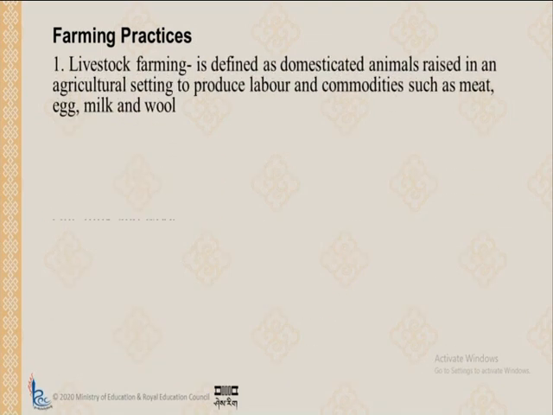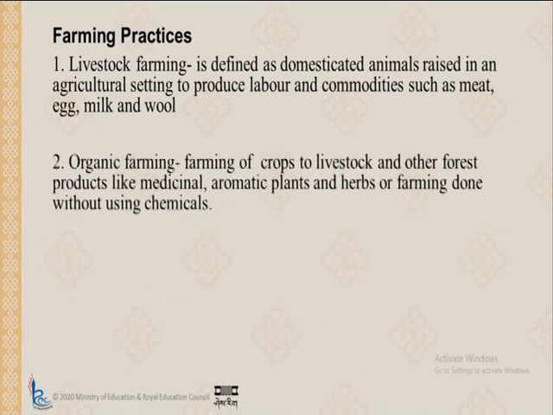So the first one we have is livestock farming. Livestock farming is rearing of livestock for one's own use, like we use meat, egg, milk and wool for our own purpose. Then we also have organic farming, in which farming of crops, livestock and other forest products like medicinal, aromatic plants and herbs is done without using chemicals.